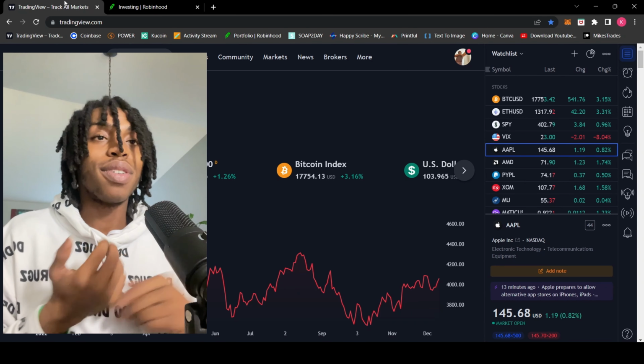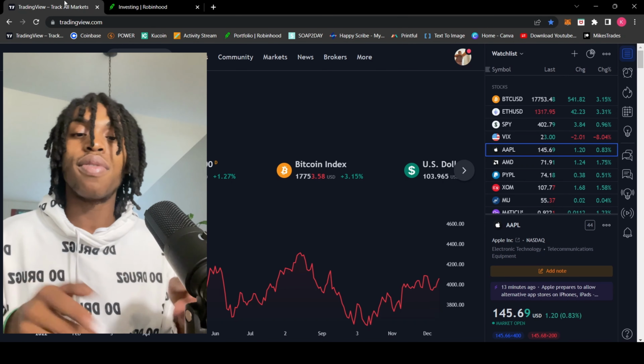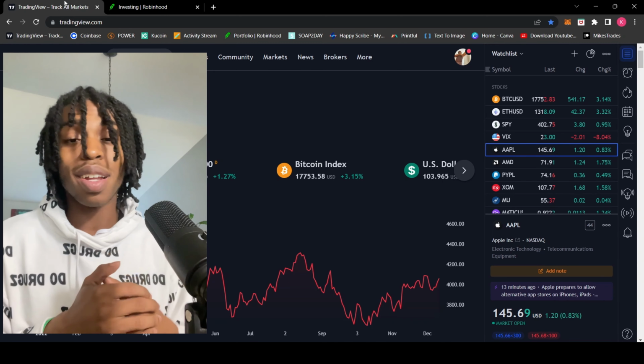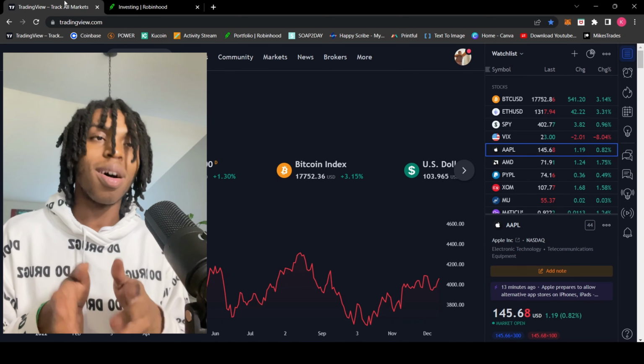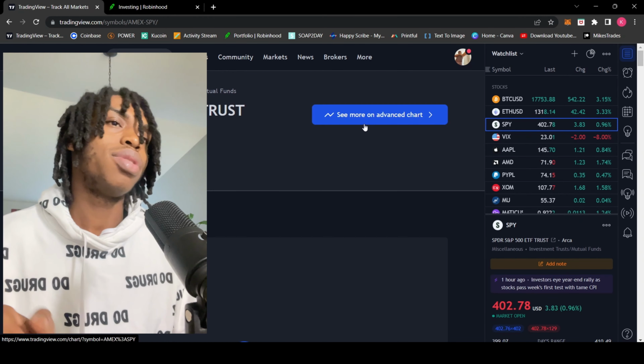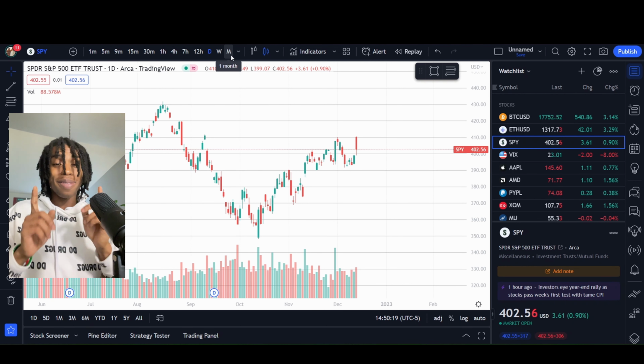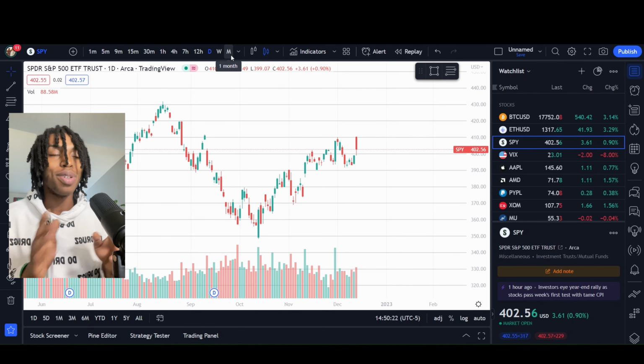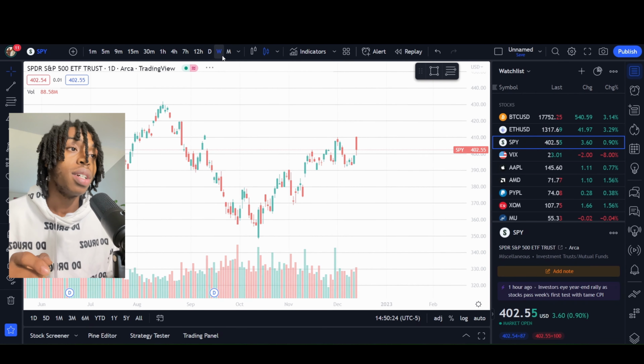That's it. Now, first thing first, what you need TradingView for is to find a stock that you are willing to trade options on in Robinhood. So we're just gonna evaluate SPY real quick and see what SPY is looking like. First, we're gonna look at the weekly chart and see what's going on.